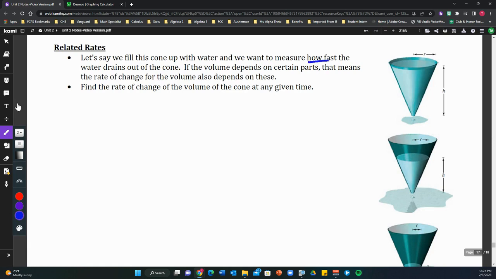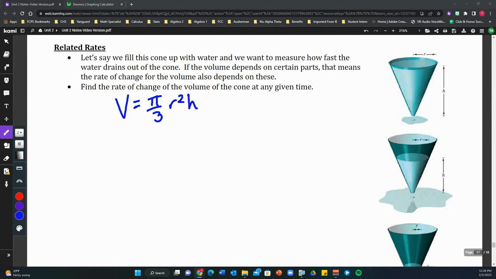So when we talk about how fast something occurs, that in and of itself is talking about how a quantity is changing as time changes. So we're talking about a rate of change. So if the volume depends on certain parts, that means the rate of change for the volume also depends on those parts. So when we talk about how much water is in the cone, that's talking about volume. And for a cone, there's a formula for that. And if you don't remember, that formula is volume equals pi over 3 times r squared h.